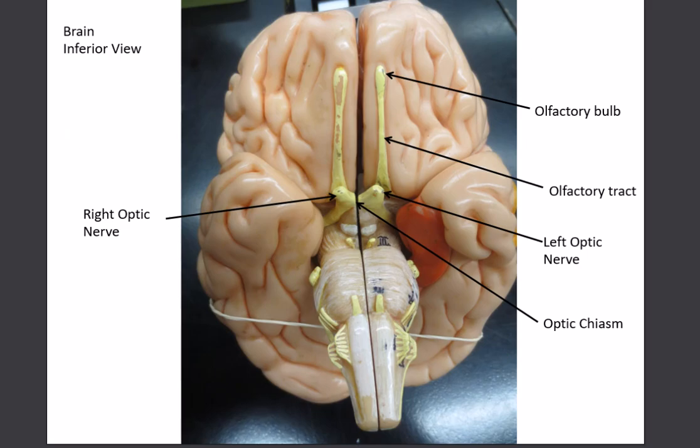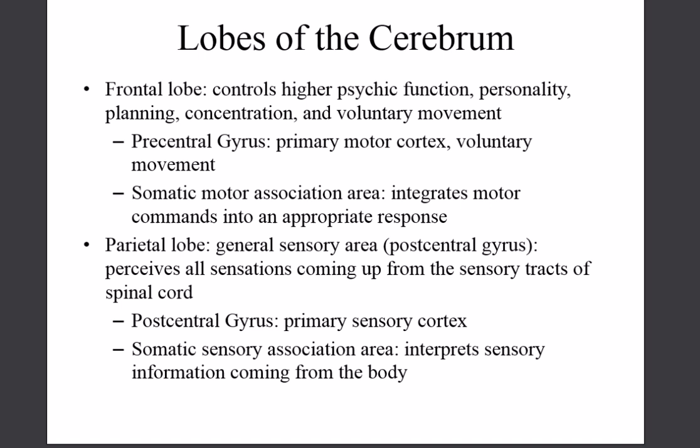Go back over here. The second lobe that I'd like you to know is more of a sensory lobe. The frontal lobe is more of a motor lobe. The parietal lobe is more of a sensory lobe. It contains a gyrus that I also need you to know that's very important, called the general sensory area. It's located on the postcentral gyrus.